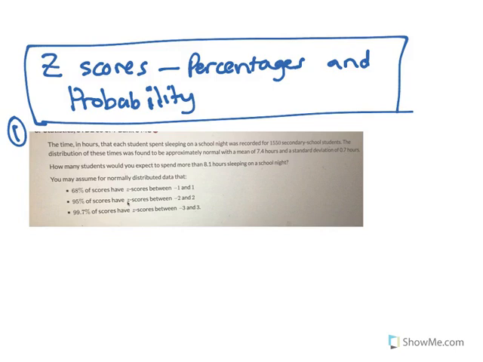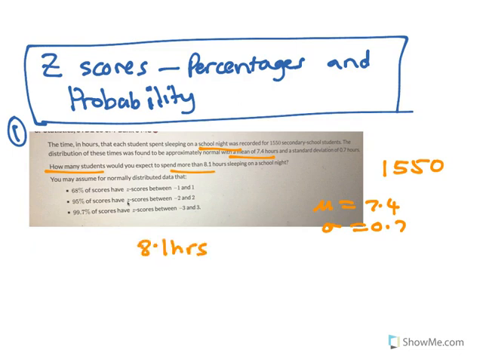Okay, so we're just going to look at percentages and z-scores and looking at probabilities. So this question: the time in hours that a student spends sleeping at a school on a night was recorded for 1,550 students. The distribution of the times were found approximately to be normal, with the mean 7.4, the standard deviation is 0.7. How many students would you expect to spend more than 8.1 hours?